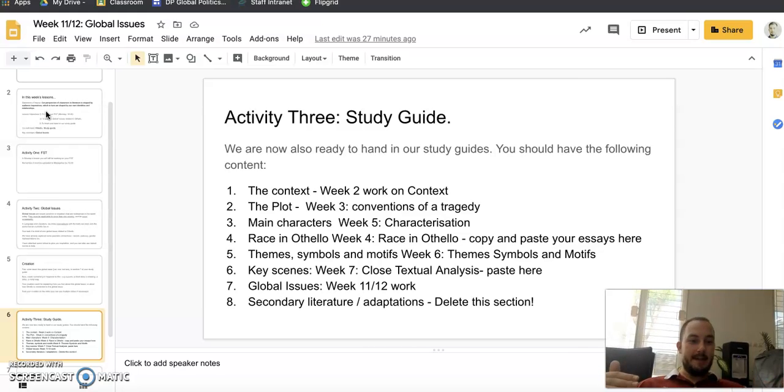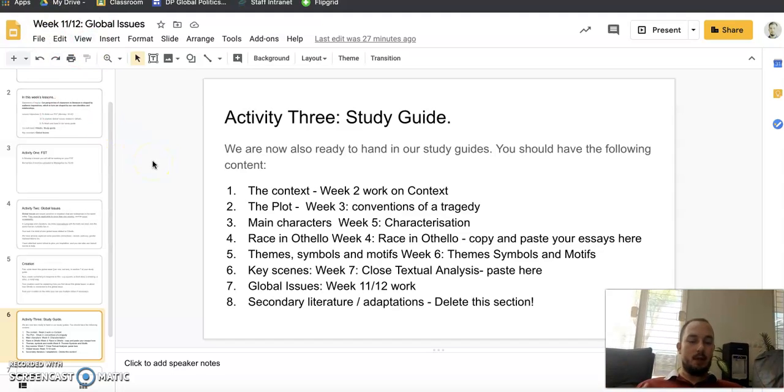And our last activity, some of you probably thought we'd forgotten about the study guides, is we're nearly now ready to hand in our study guides. Remember, this is a formative assessment. And so by now we should have the following content. We should be nearly filled.